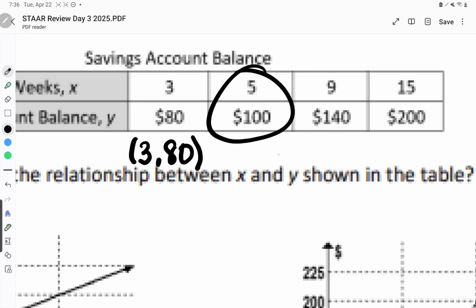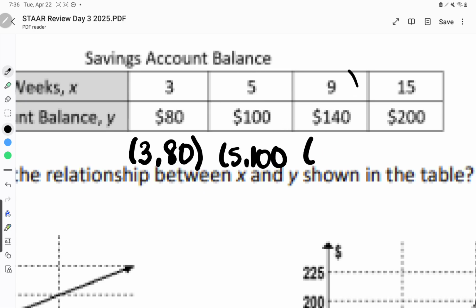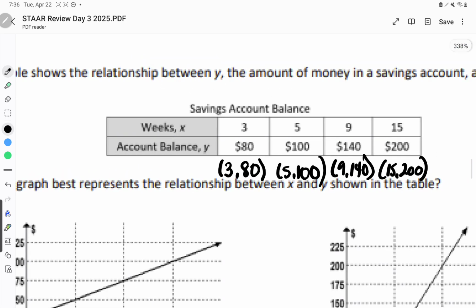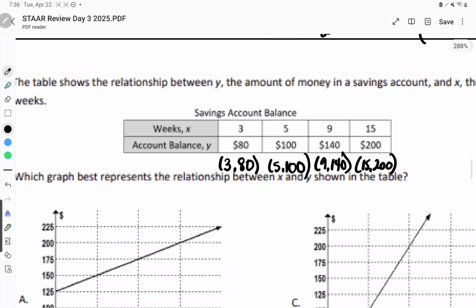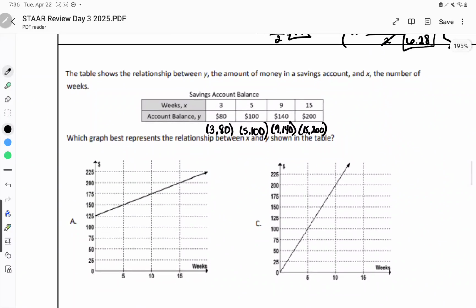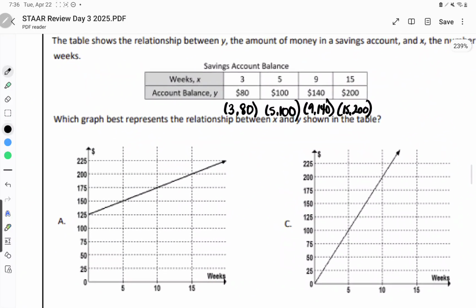What coordinate would this be? 5, 100. What coordinate would this be? 9, 140. What coordinate would this be? 15, 200. You could have also drawn your arrows and done some division to find the constant rate of change, but this is going to be a little easier. You just match the table to a graph. All right, so let's go through and check.